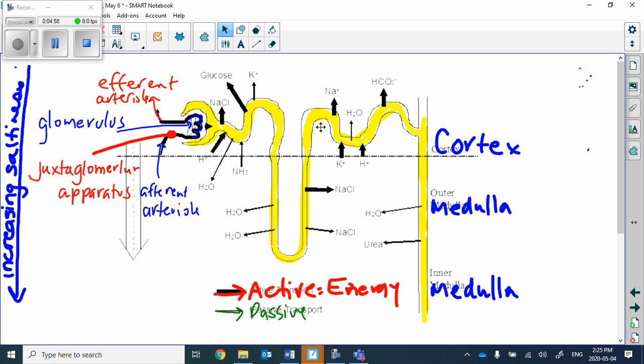The distal convoluted tubule, again, we're taking out salt, excess salt, we're putting in excess salt. Water will be filtered out.